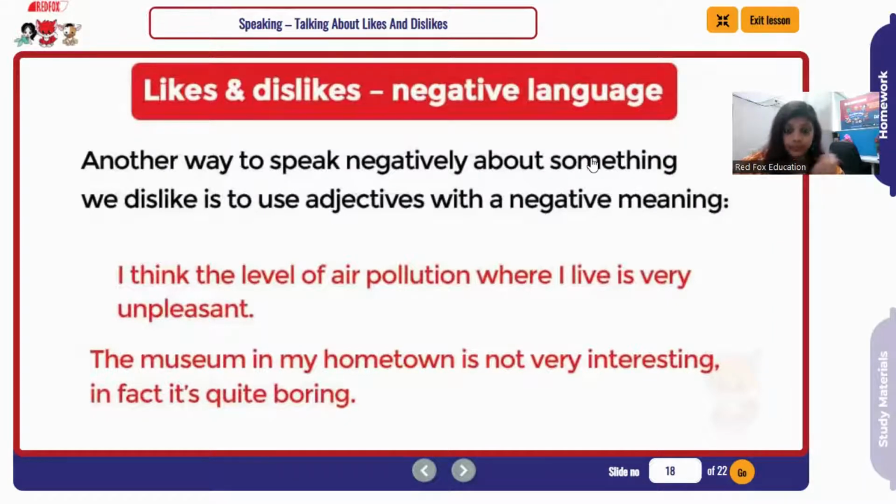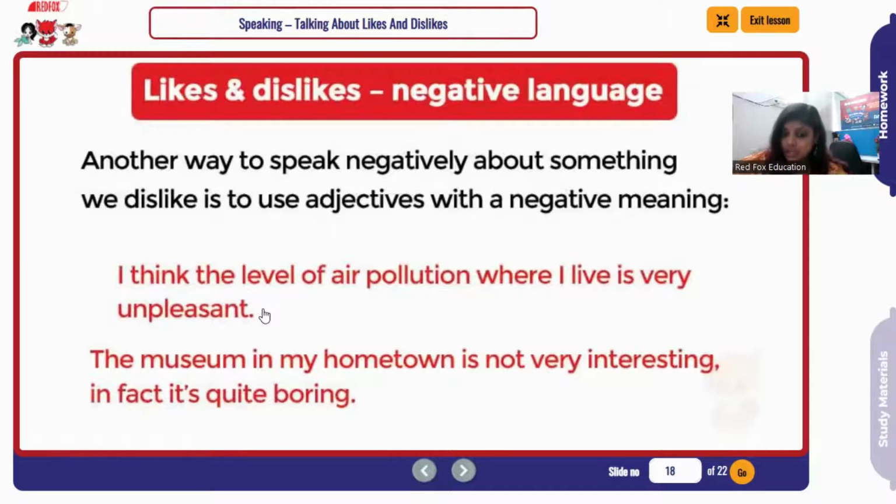Okay. So, another way to speak negatively about something we dislike is to use adjectives with a negative meaning. An adjective is a word that describes the noun. So when I say, I think the level of air pollution where I live is unpleasant, air pollution is a noun, and the word unpleasant is describing the air pollution. It's a negative adjective, automatically telling that you dislike this. So instead of saying I dislike the air pollution where I live, I am saying I think the air pollution where I live is unpleasant.